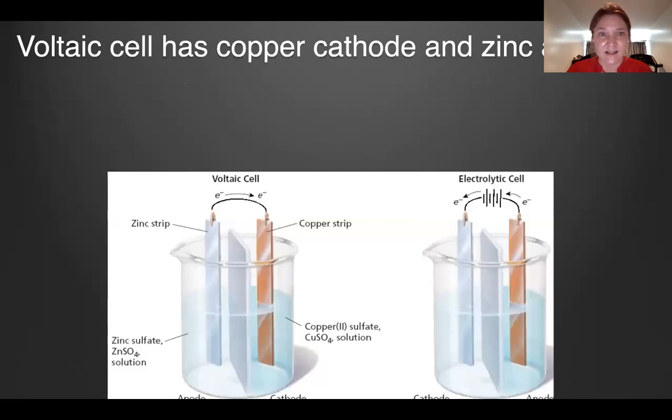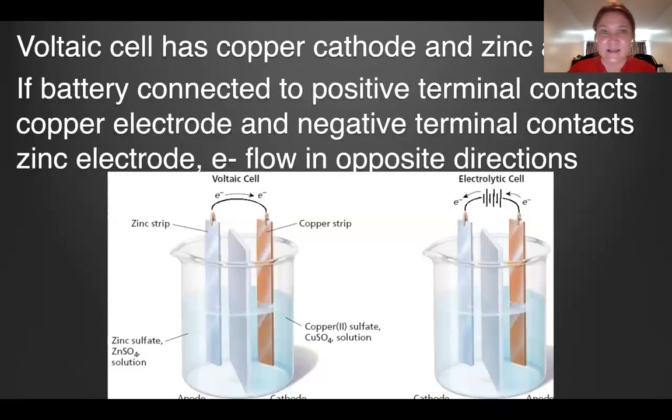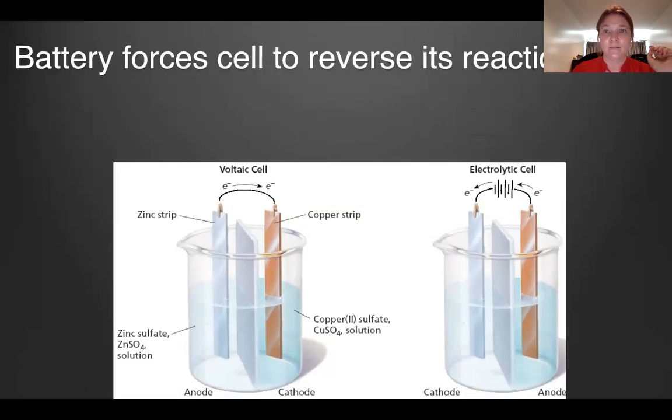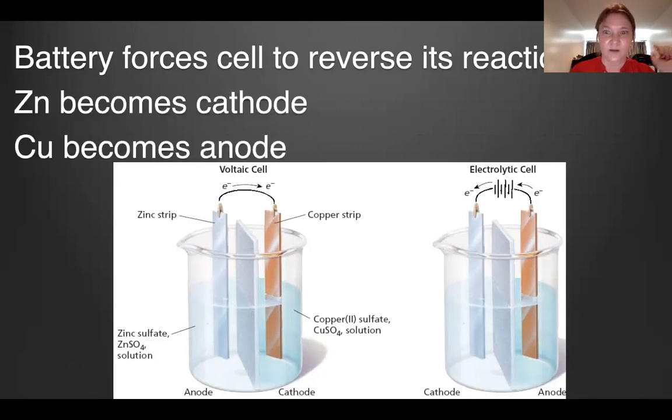So again, the voltaic cell has a copper cathode and a zinc anode. If a battery is connected so the positive terminal contacts the copper electrode, and the negative terminal contacts the zinc electrode, the electrons flow in opposite directions. So basically, if you attach a battery to the voltaic cell, you create an electrolytic cell, and you use the energy from the battery to drive the non-spontaneous reverse reaction of oxidizing the copper and reducing the zinc. So I just said that, and we know that they swap.